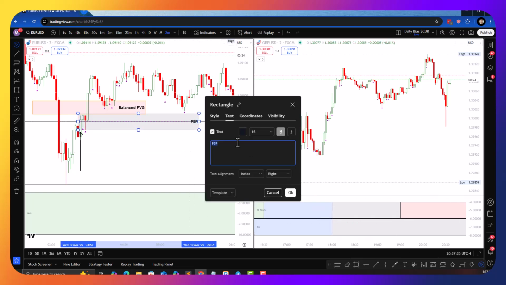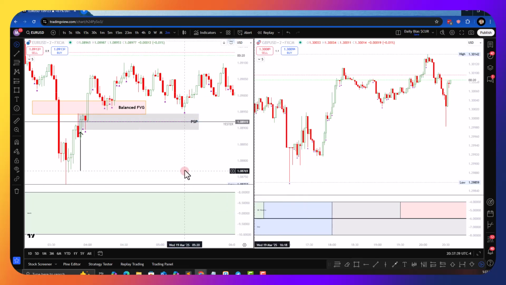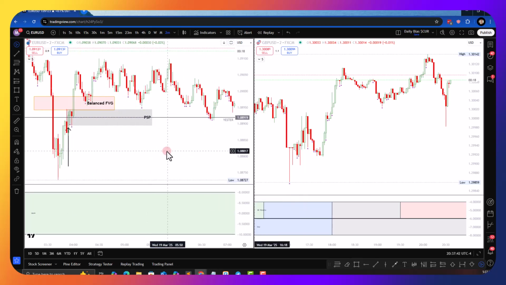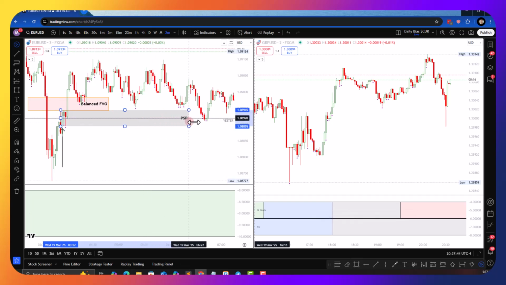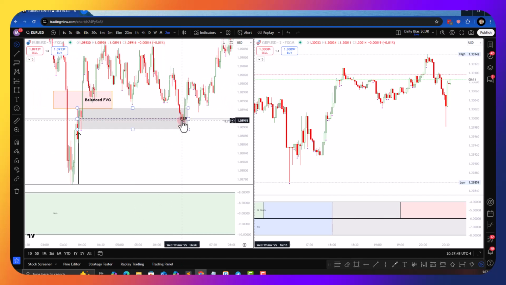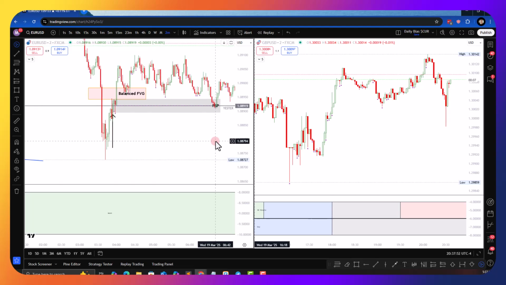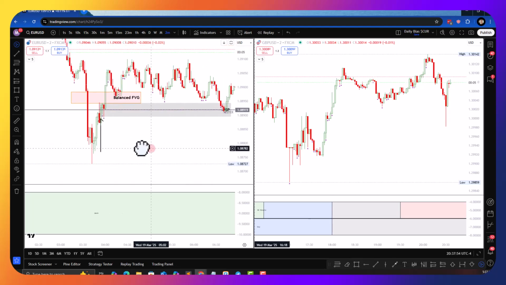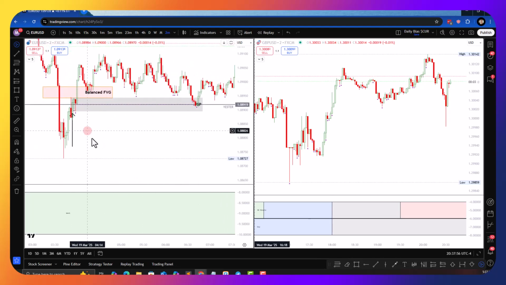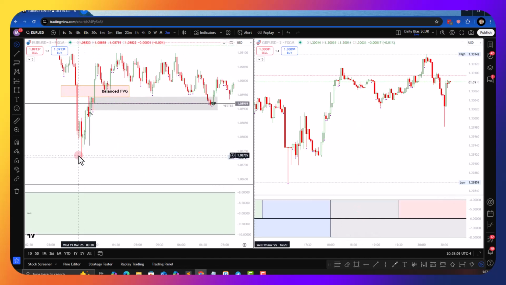Make this a little darker here. Okay, so now you're looking for entry, and we can kind of see how price reacted to it. Price came back and got into it. Now what would you use for a stop loss? In this case, potentially the stop loss could be large. So we could imagine that potentially this could be our stop loss.